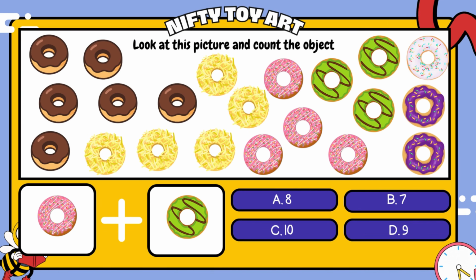I want to take all the strawberry donut plus the green tea donut. So what is the total number of donuts? That's right, 7 donuts.